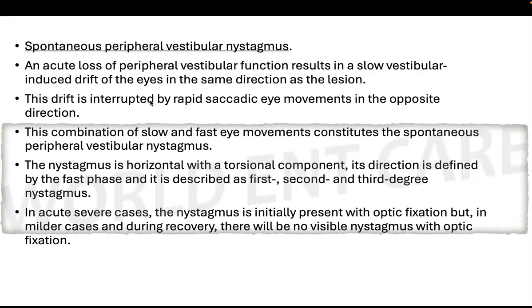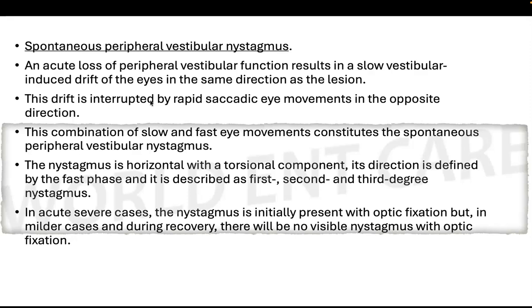So in this combination of slow and fast eye movements, the slow component will be towards the side of the lesion and the fast eye movement will be towards the opposite side. This combination of slow and fast eye movements constitutes the spontaneous peripheral vestibular nystagmus. Okay, so that will be towards the normal side. The fast component that we call nystagmus will be towards the healthy side. So the nystagmus is horizontal with a torsional component. Its direction is defined by the fast phase and it is described as first, second and third degree nystagmus.